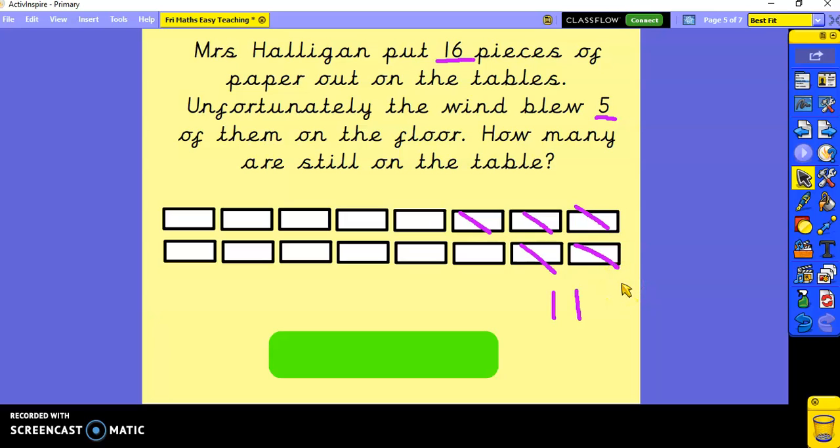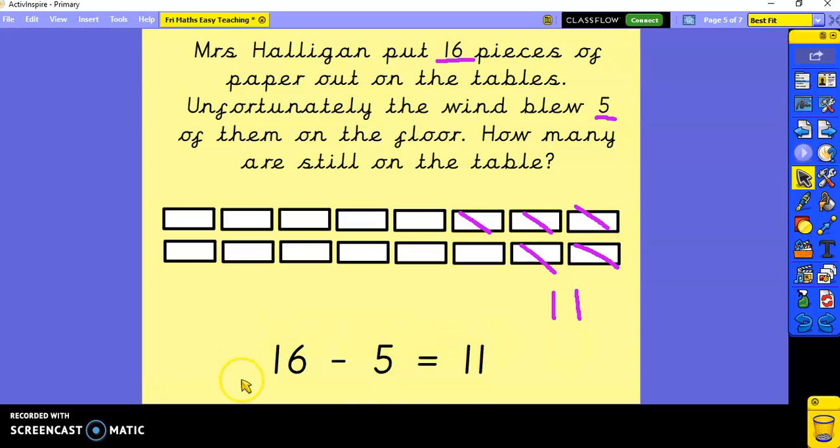Now, final part of this challenge is, what is the subtraction number sentence? So pause the video and have a go at writing down the take away, the subtraction number sentence. Okay, now you've had a chance to write your subtraction number sentence. Let's reveal the answer. So well done if you correctly wrote the number sentence 16 take away 5 equals 11.